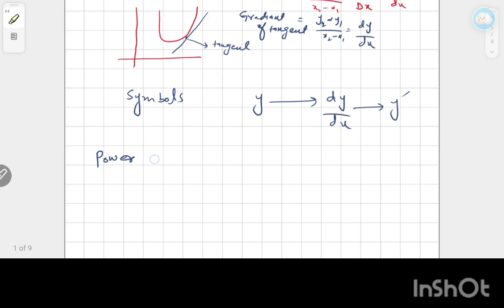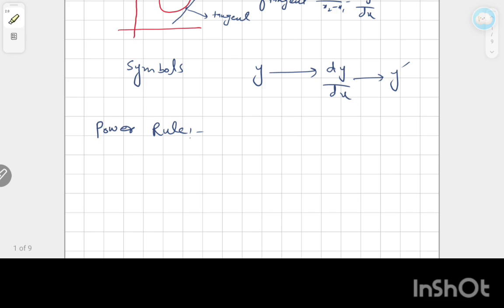Now we have to discuss the next topic, the power rule. Dear student, what is the power rule? For example, we have x to the power n. If we take its derivative, the power comes at the start, and the new power will be n minus 1. We take the derivative with d over dx, and this is the basic power rule.